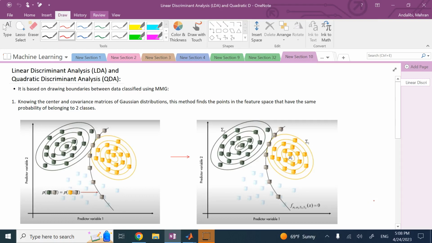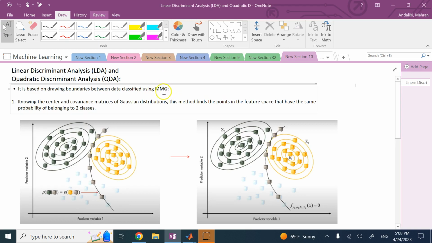Hello all. In this short video, I'm going to talk about linear and quadratic discriminant analysis, LDA and QDA, which is basically a method for, I would say, classifying data and creating the classification boundaries when the centers and the covariance matrices of the clusters of data are known. So basically, it's typically following a mixture of Gaussian models, right?